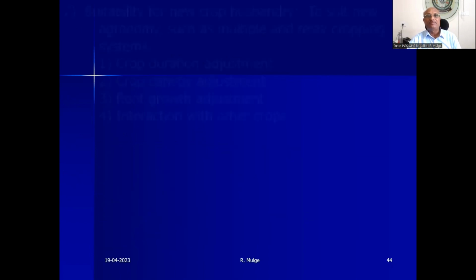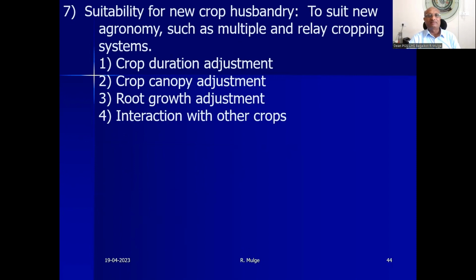Depending on the crop you have been given, you have to choose some of these. And of course, there's one more thing: the suitability for new crop husbandry, to suit new kinds of agronomy, such as multiple relay cropping systems. Then your variety has to be different. If you want to use this variety as an intercrop, the definition or the ideotype is going to be different. Crop duration adjustment you have to look at. Crop canopy adjustment you have to look at. Root growth adjustment you have to look at. And then the interaction of your variety with other co-crops.